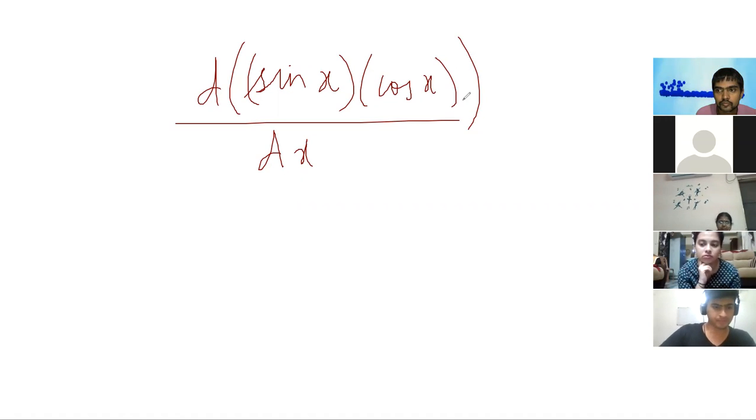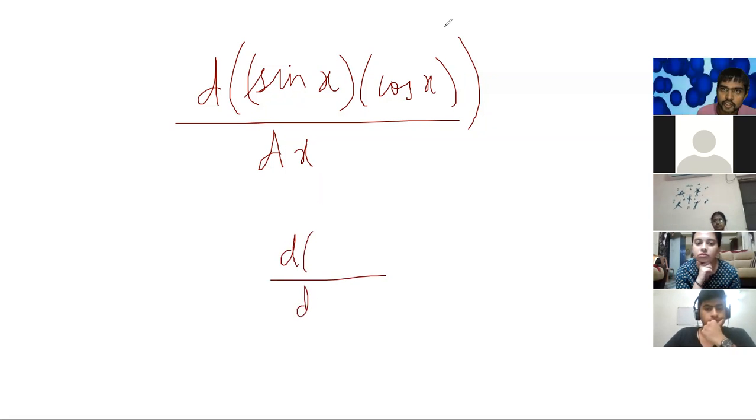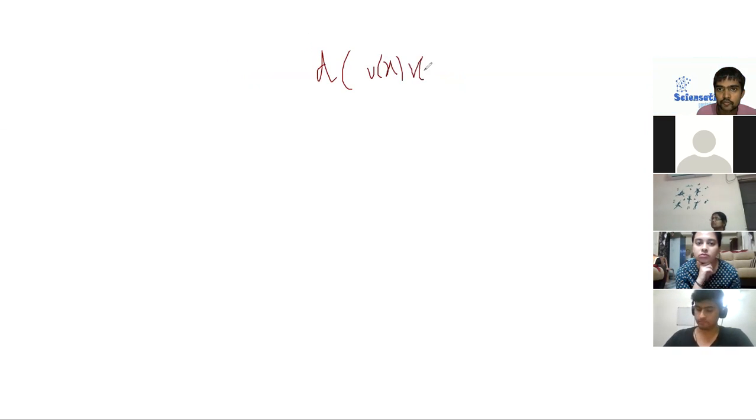UV rule. Okay, UV rule. But where does that UV rule come from? How do we derive UV rule? Let's see the derivation of UV rule. d by dx of u of x into v of x. What is it equal to?